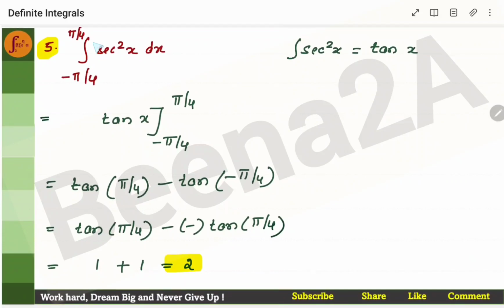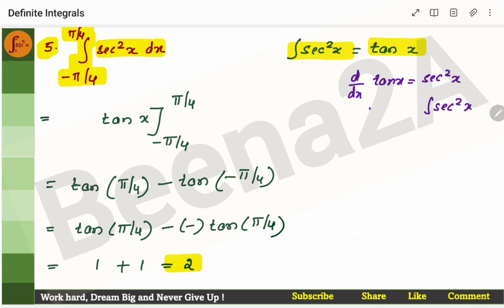Now fifth problem, find the integral of secant square x given these limits. Integral of secant square is tan x, and derivative of tan x is secant square x. Therefore, integral of secant square x is tan x. So, we put tan x here. Now, we put the limits. Upper limit is pi by 4. Lower limit is minus pi by 4.